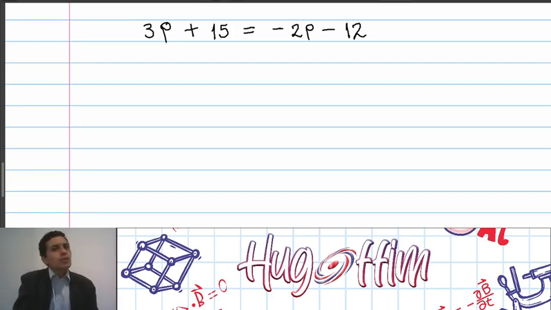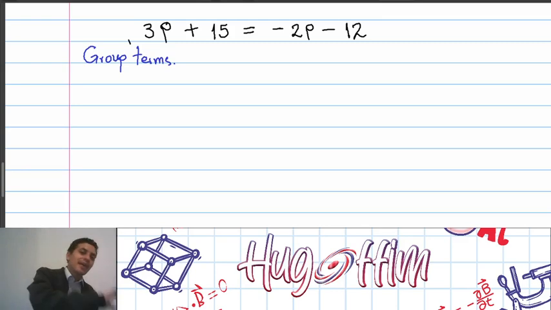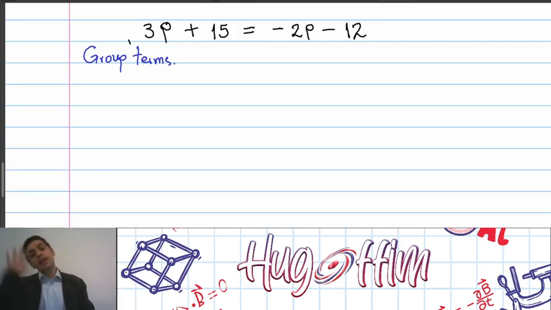And we're going to continue applying properties of equalities. What I'm going to do in this case is to group terms. Okay, that's the key idea. Group terms. And what does group terms mean? You need to set all the terms that have variable on one side, all the terms that are independent on the other side. So we're going to see it in this way.